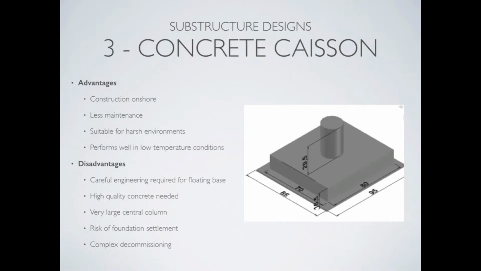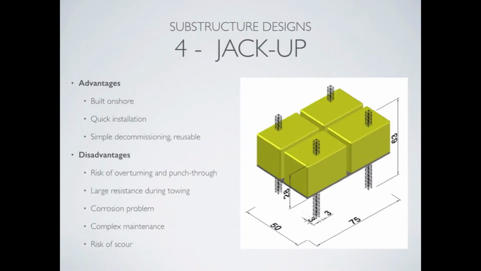The jack-up structure has 4 steel trussed legs. The substructure and topside are built onshore and then towed to position. The steel legs are lowered to position and the topside is jacked up. This structure can be quickly installed and decommissioned, however the shallow foundations do not provide strong overturning resistance and there is a risk of punch-through.